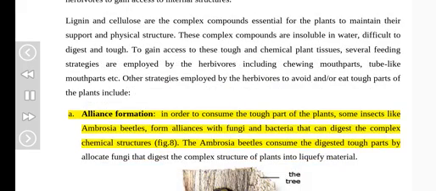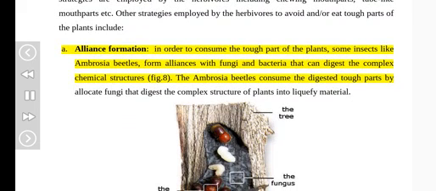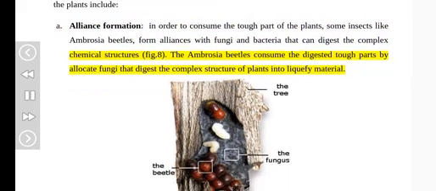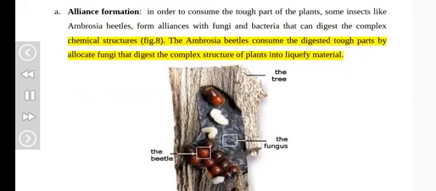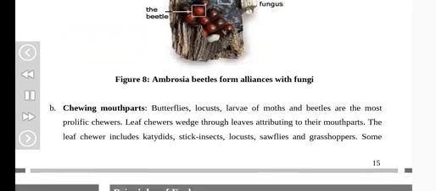alliance formation. In order to consume the tough part of the plants, some insects like ambrosia beetles form alliances with fungi and bacteria that can digest the complex chemical structures. Fig. 8. The ambrosia beetles consume the digested tough parts by allocating fungi that digest the complex structure of plants into liquefied material. Figure 8. Ambrosia beetles form alliances with fungi.